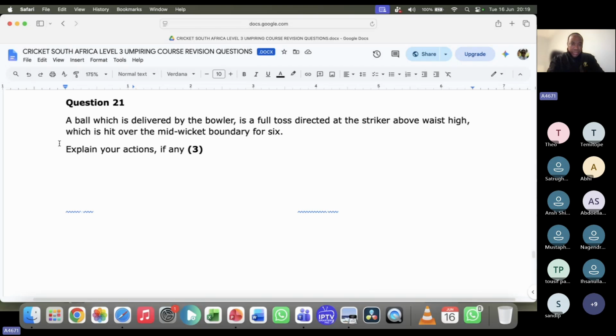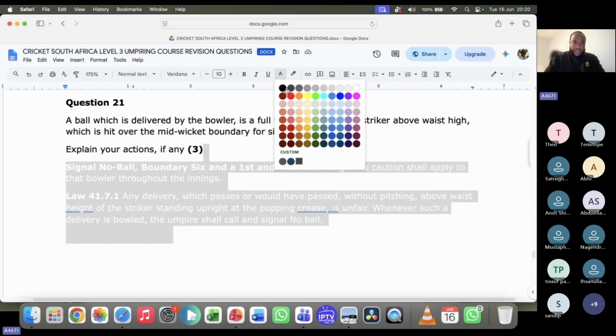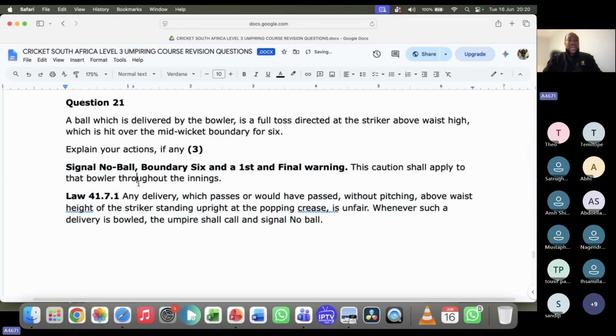Excellent. Remember, this exam is based on the laws of cricket. In the laws of cricket, there is no free hit. So you do not need to mention that there is a free hit. Obviously, if we were including ICC playing conditions in this, then we would have a free hit, but we are not. So the answer is as follows. Signal no ball, boundary 6, and a first and final warning.